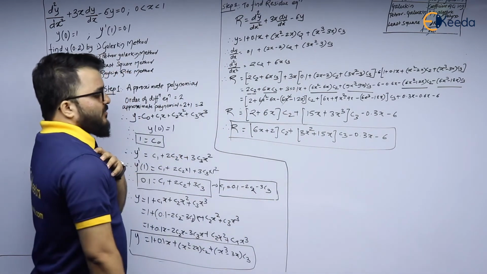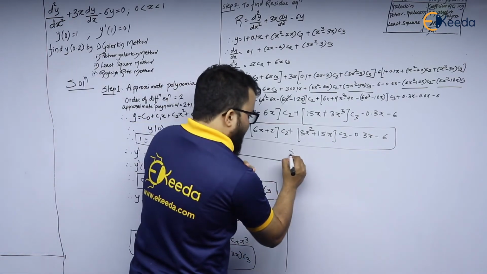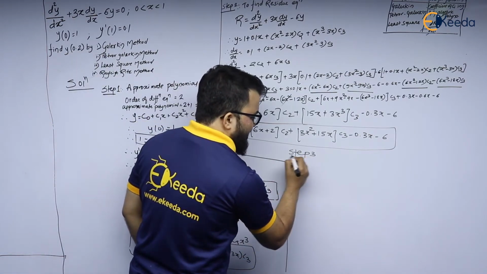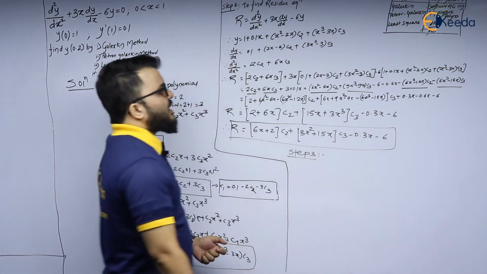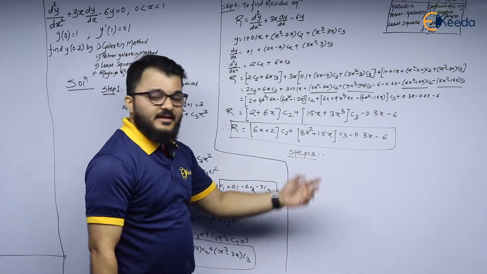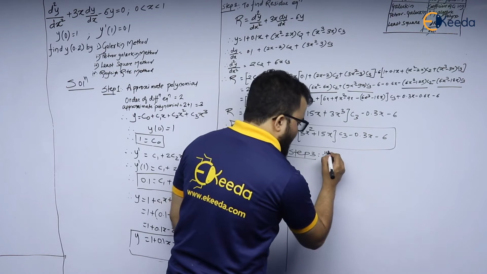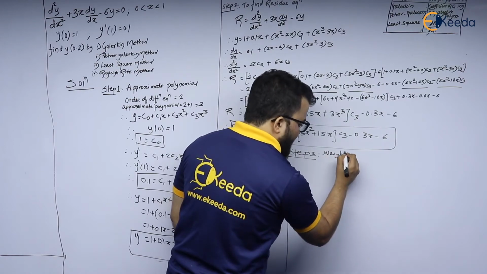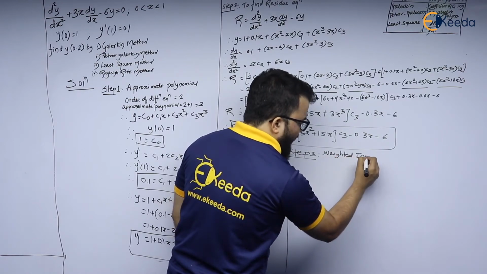Okay, now step number 3. We already know that step number 3 is the weighted integral form. So we will write the weighted integral form.